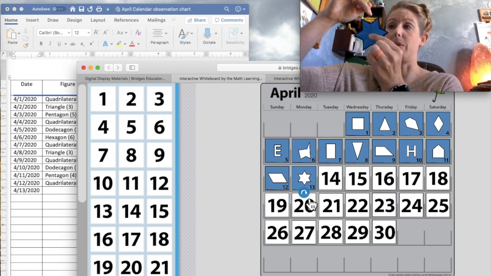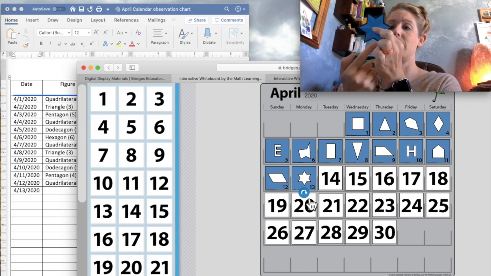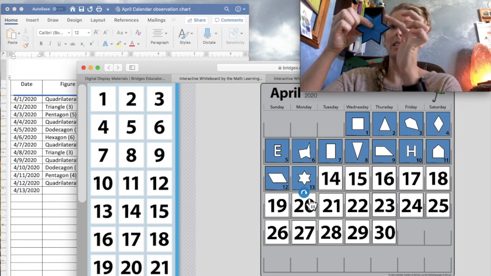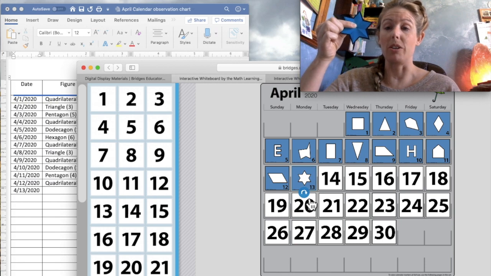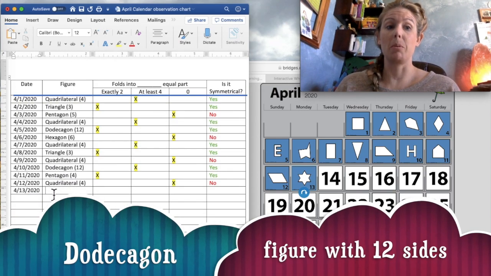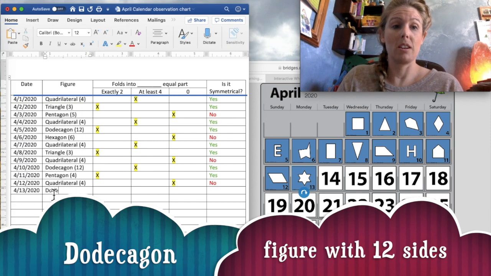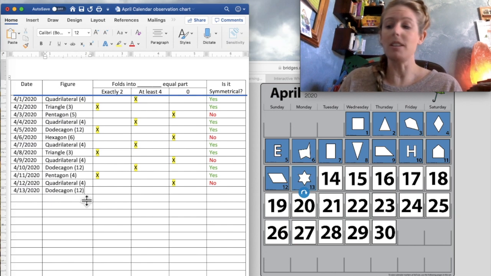Let's start up at the top. We have 1, 2, 3, 4, 5, 6, 7, 8, 9, 10, 11, 12. We have 12 sides on our figure. If we have a 12-sided figure, it is called a dodecagon. Say that with me one more time. Dodecagon. We're going to fill that in to our chart, and I'm putting a 12 there to show that we have 12 sides.